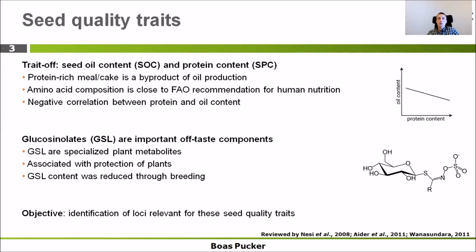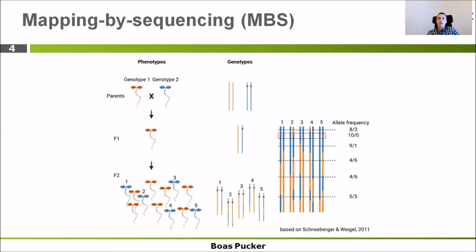So the objective of this project is to identify the regions that underlie the seed oil content, the seed protein content, and the glucosinolate content. And to do this, we use an approach called mapping by sequencing. The concept is illustrated here. We can separate plants into different pools based on their phenotype. So it's indicated here by showing orange and blue plants.